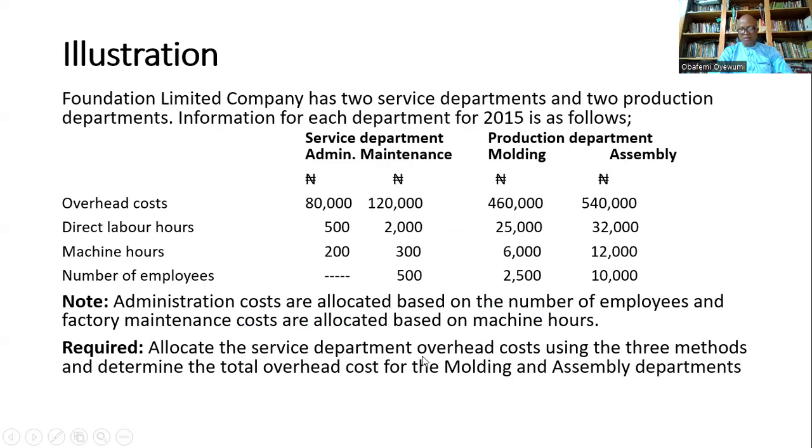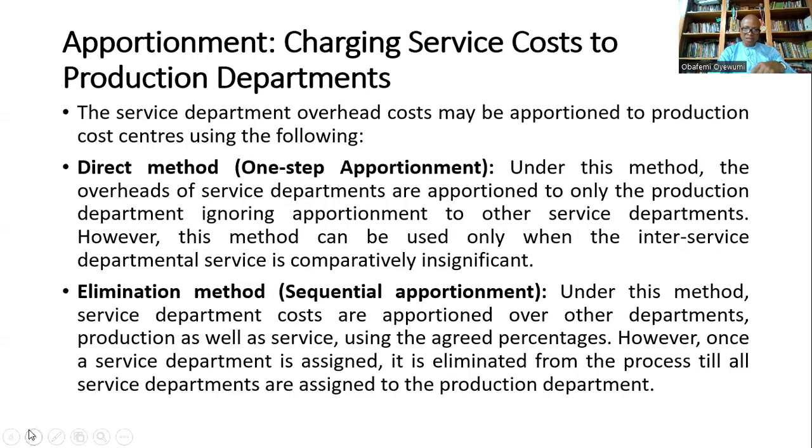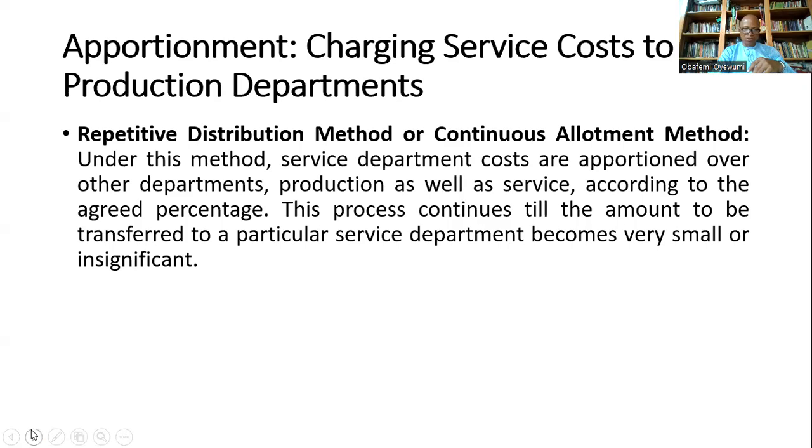You are required to allocate the service department overhead costs using the three methods and determine the total overhead cost for the molding and assembly departments. So we have the overhead costs for all the different cost centers: admin, maintenance, molding, assembly, and of course the direct labor hours, machine hours, and number of employees have also been given. So let's look at the solution. We will look at the direct method first, like we talked about, then the elimination method, and then the repetitive distribution method, which is the continuous allotment method.